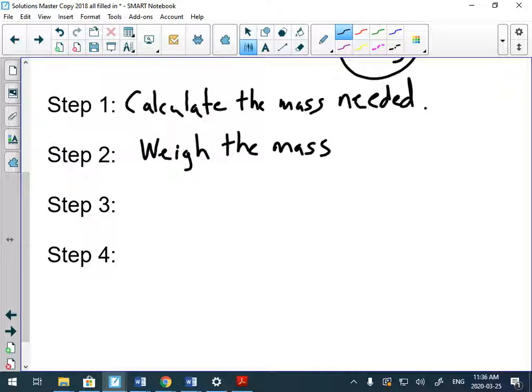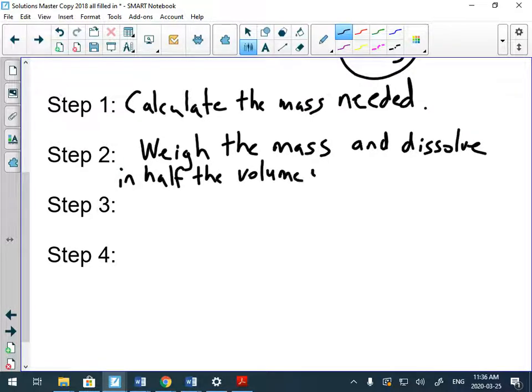And I'm going to cheat a bit. I'm going to put another step with step 2, weigh the mass and dissolve in half the volume you need. So we needed 100 milliliters. So we're going to dissolve that mass in 50 milliliters. Now the very amazingly awkward video you're going to watch of Zielinski and I shooting how to make the solution, I'll explain why it's important to dissolve it in half, not the full amount. In step 3, we're going to transfer this to a volumetric flask.